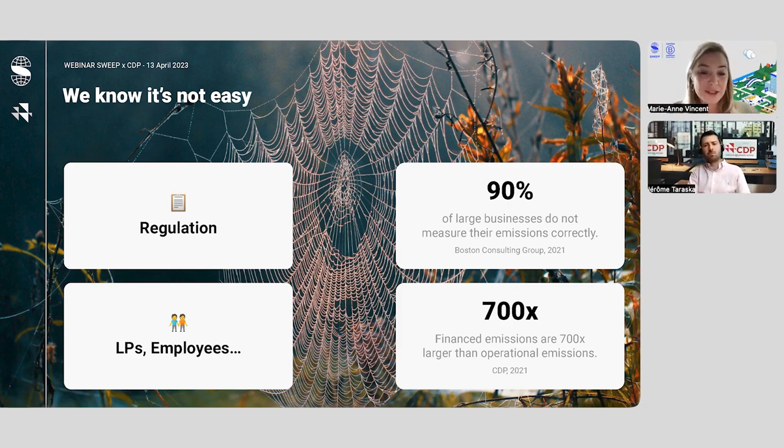And when we know that most of the emissions of financial institutions are coming from the investment portfolio and the underlying assets, and these assets and these companies don't report correctly or on the full value chain, scope 1, 2, and 3, it's very difficult to calculate these famous financed emissions and to manage and reduce them. So on this big question of how financial institutions can work on this perimeter of the famous scope 3, I will hand over to Jérôme.